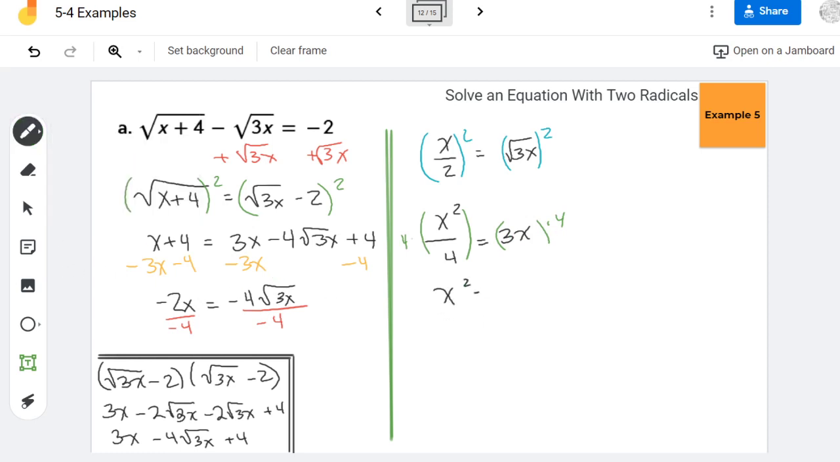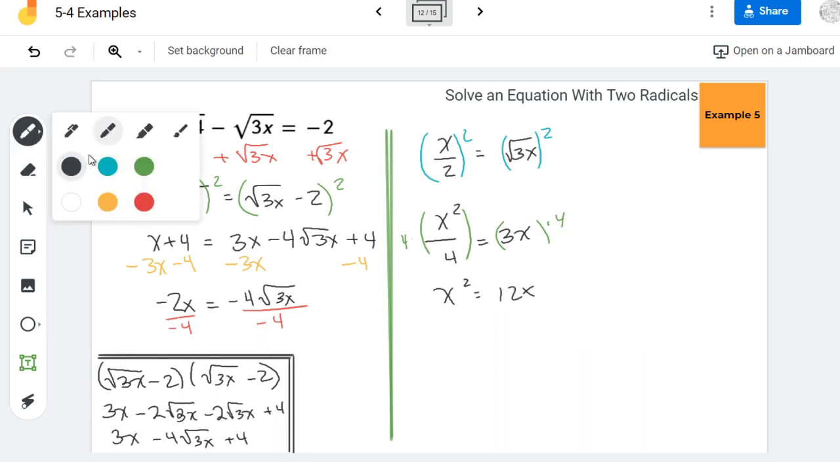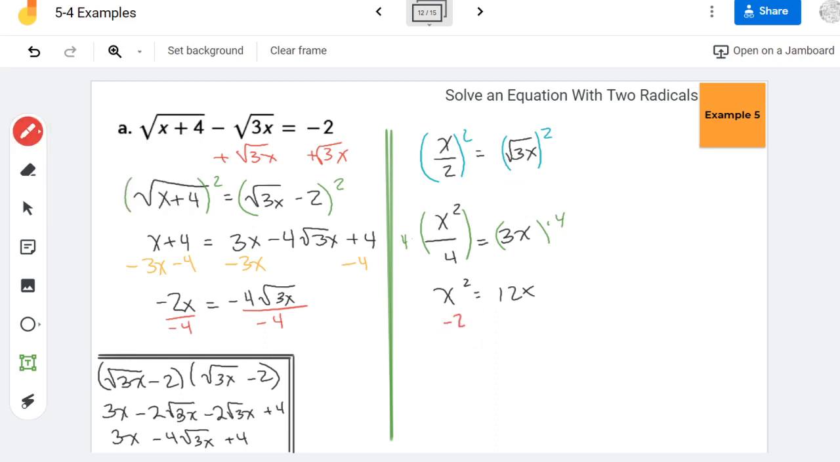So I get x squared equals 12x. And remember, we can't just cancel an x out here. We have to factor or complete the square, so that 12x is going to get scooted to the side by subtracting it.